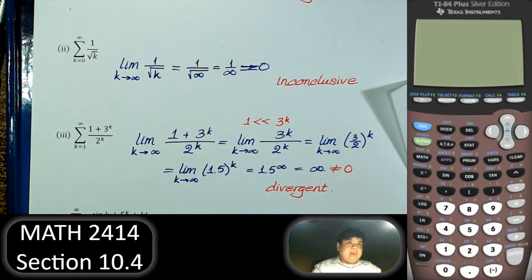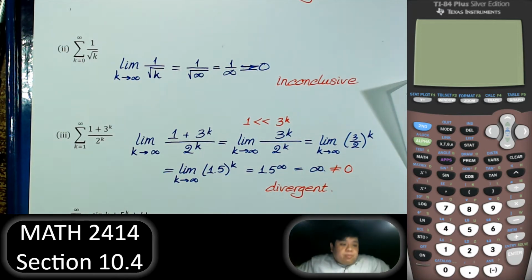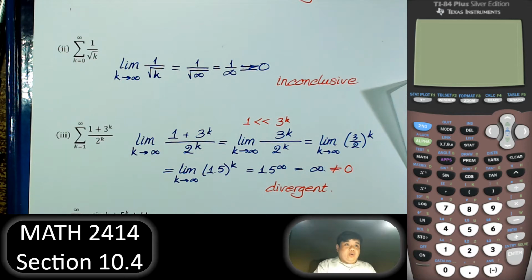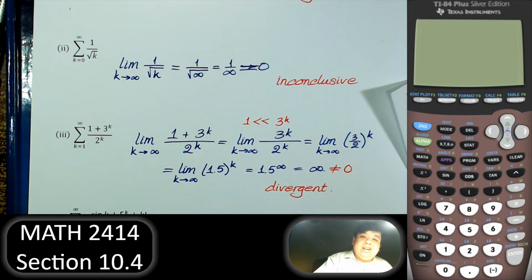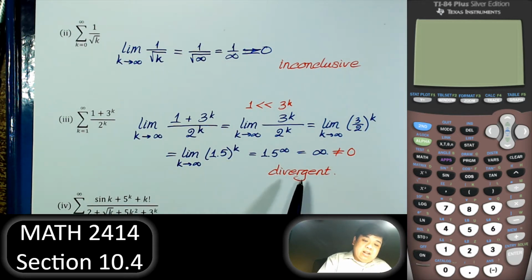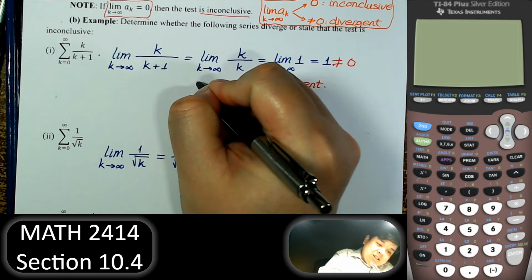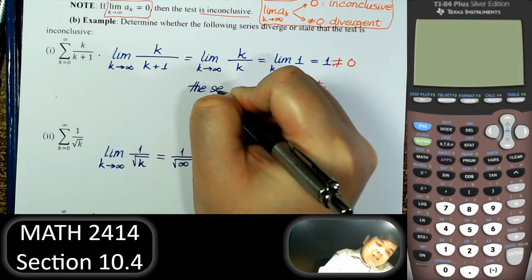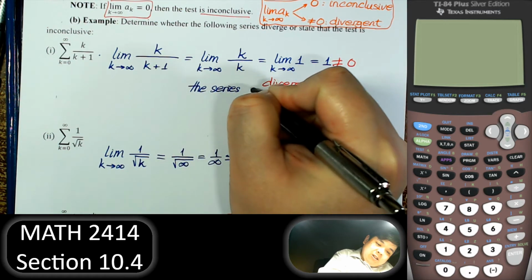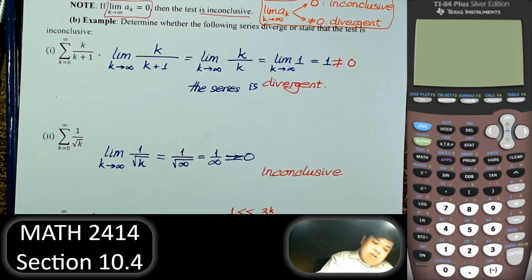So certainly, this one is divergent. As long as it is not equal to 0, and infinity is certainly not 0, the series is divergent. I'm not talking about the sequence; the series is divergent. So let's be clear.